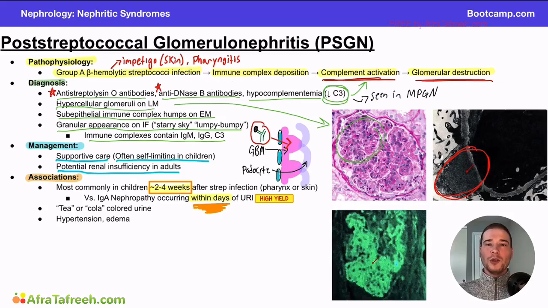It's additionally important to know some of the common buzzwords that they will use, and the classic one for this is going to be tea or cola colored urine. Why is this? Well, remember, this is a nephritic syndrome. So in the last chapter, we talked about nephrotic syndromes, which did not involve any hematuria or red blood cells being involved in the urine. But here in nephritic syndrome, the damage that's done actually allows some red blood cells to get through. This can change the color of the urine, potentially giving it a tea or cola colored appearance.